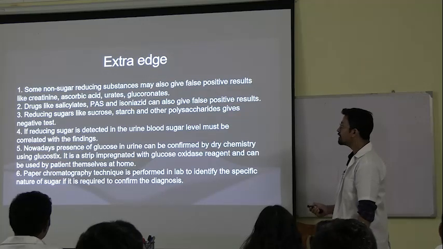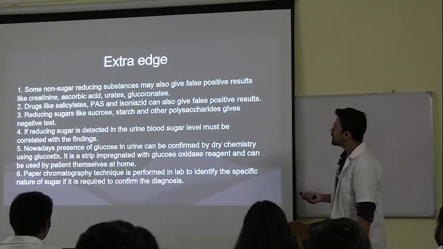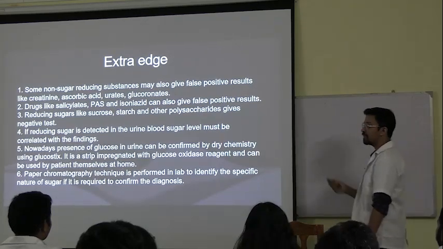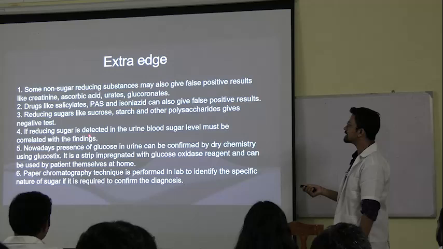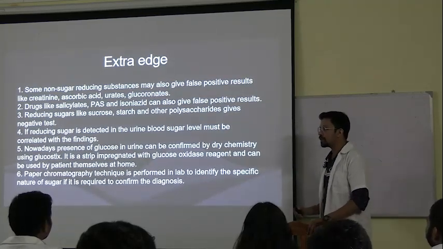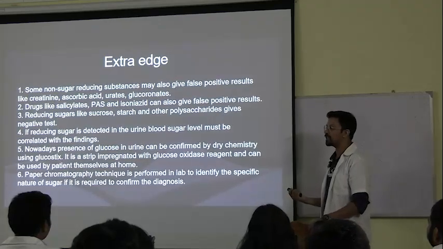Now, if reducing sugar is detected in the urine, blood sugar level must be correlated with the findings. Now, someone give me one example why this is important. You got reducing sugar in the urine sample. Now they are telling you to check it with the blood sugar level as well. Why is it important? I just gave you an example.